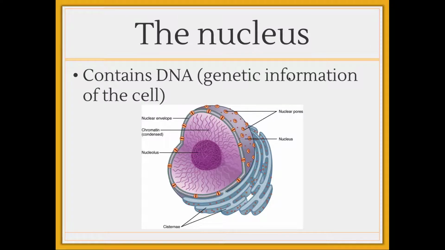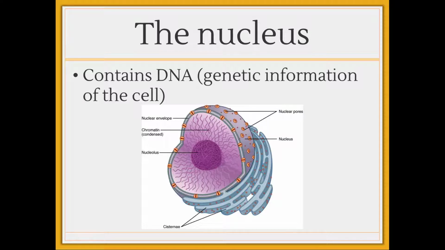So the nucleus is important because it contains DNA, or the genetic information of the cell. And because of this, it is considered the control center of the cell. So one of the reasons the nucleus is so important is because the DNA, the genetic material that codes everything, is found within the nucleus.